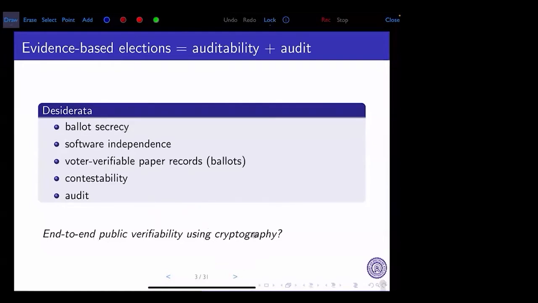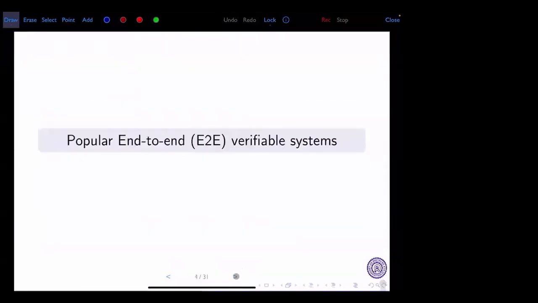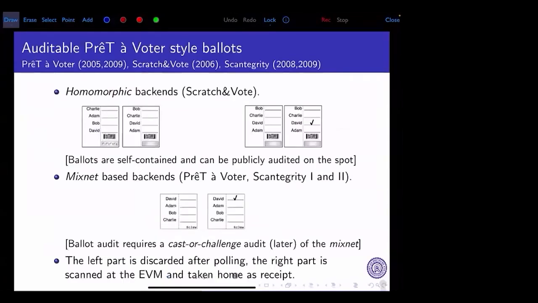I'll describe a prototypical cryptographic system that can take care of all of this, and then throw the question open to all of you whether they should be used or not. So let me start by reviewing some popular E2E verifiable systems, right? Because Mari asked the question of homomorphic computing, I'll start with the homomorphic computing system. And this is a very, very popular system called Scratch and Vote, very elegant.